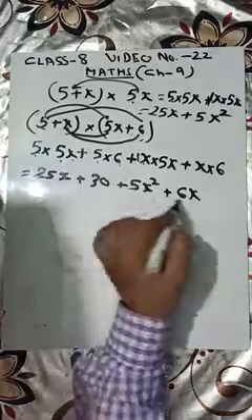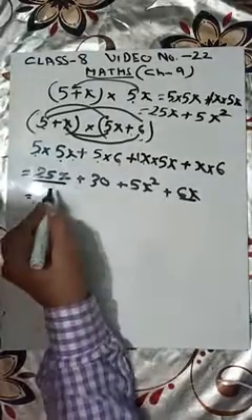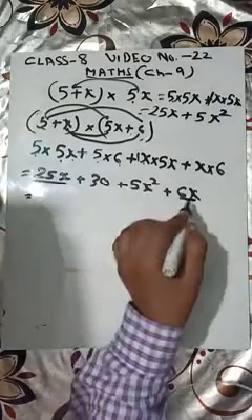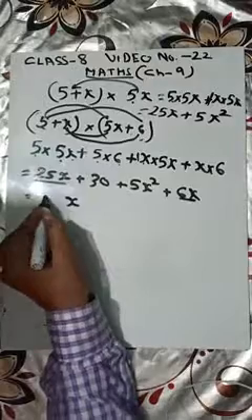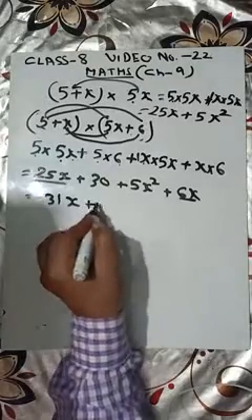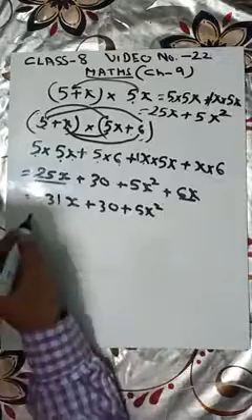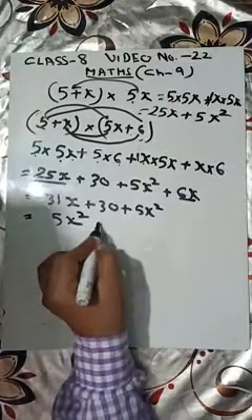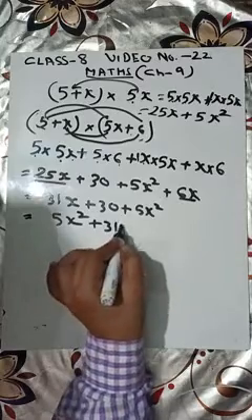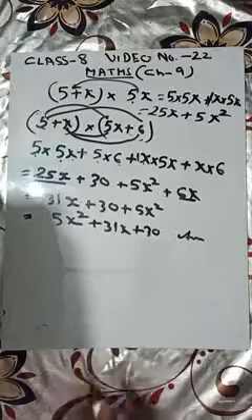Look, is there any like term? Yes, this is a like term. So it will be 25x plus 6x, which is 31x. So 31x plus 30 plus 5x square. थोड़ा खूबसूरती बढ़ाने के लिए, if you want it to look more beautiful, you can write it like this. Okay, this is the answer.